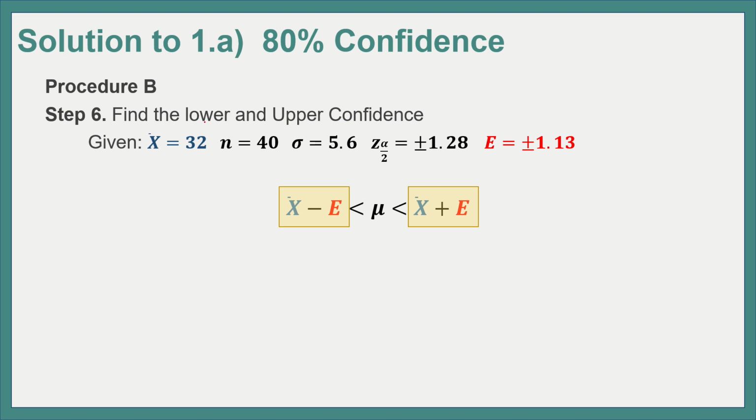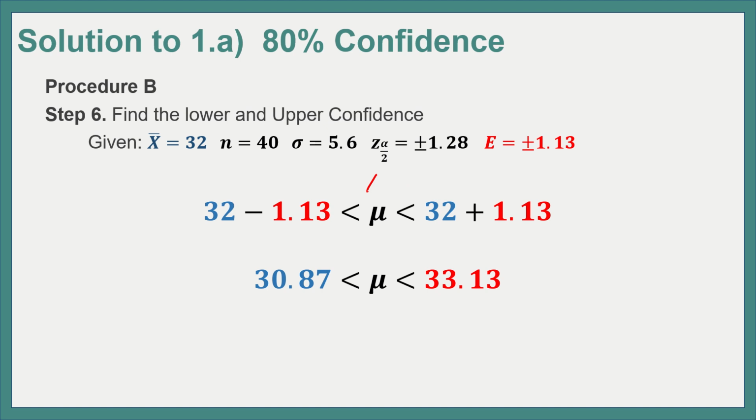To solve for the lower confidence limit, we use the equation x bar minus e, and for the upper confidence limit, we add our margin of error to our sample mean. So substituting, we have here 32, the value of our sample mean. 32 minus 1.13 will give us 30.87, and then 32 plus 1.13 will give us 33.13. So the interval estimate of the population mean is that the population mean is a number that is greater than 30.87 but less than 33.13. Our last step is to conclude.